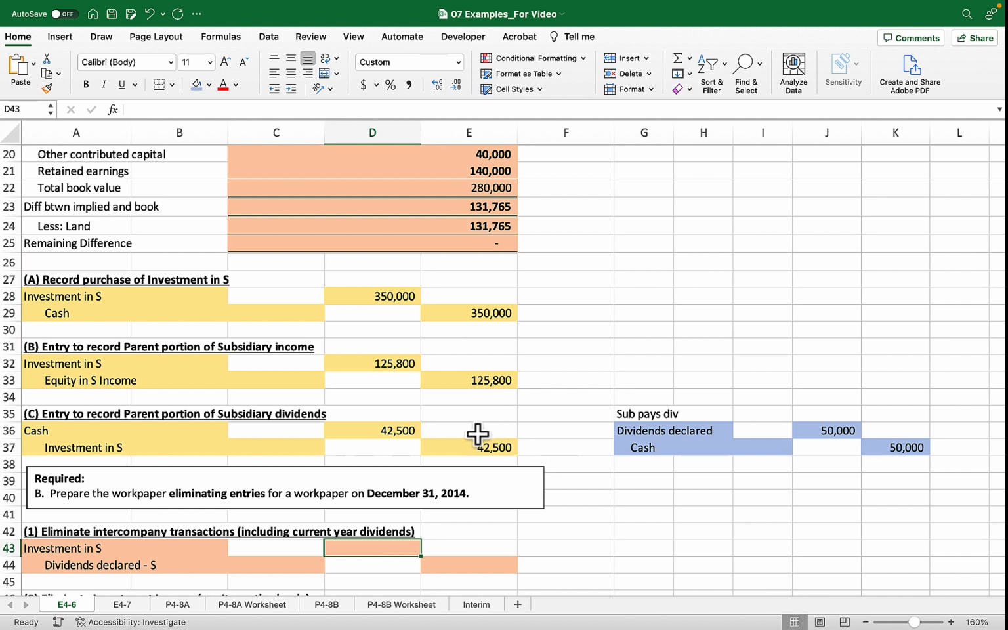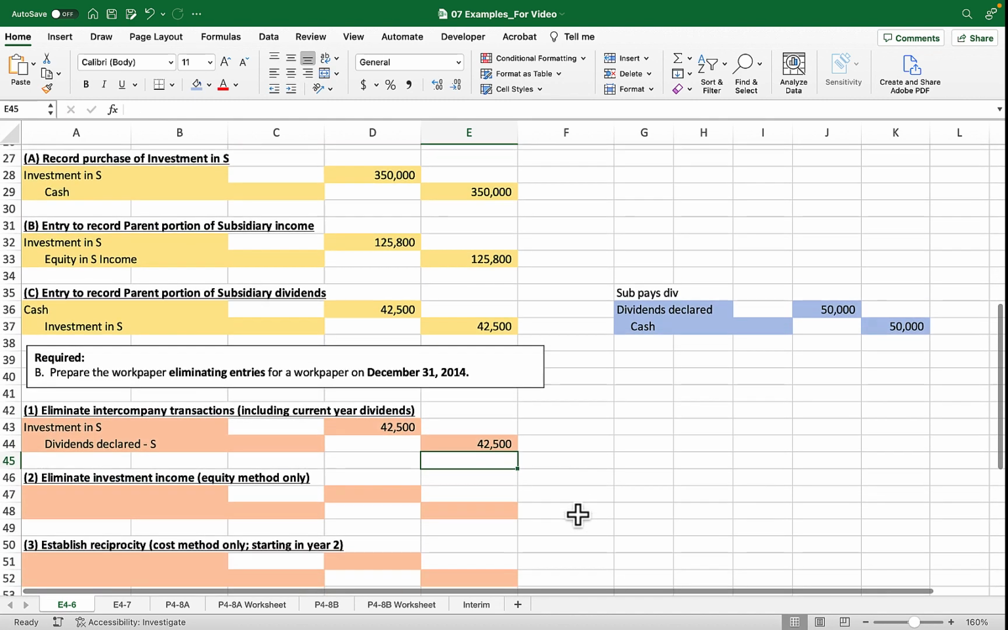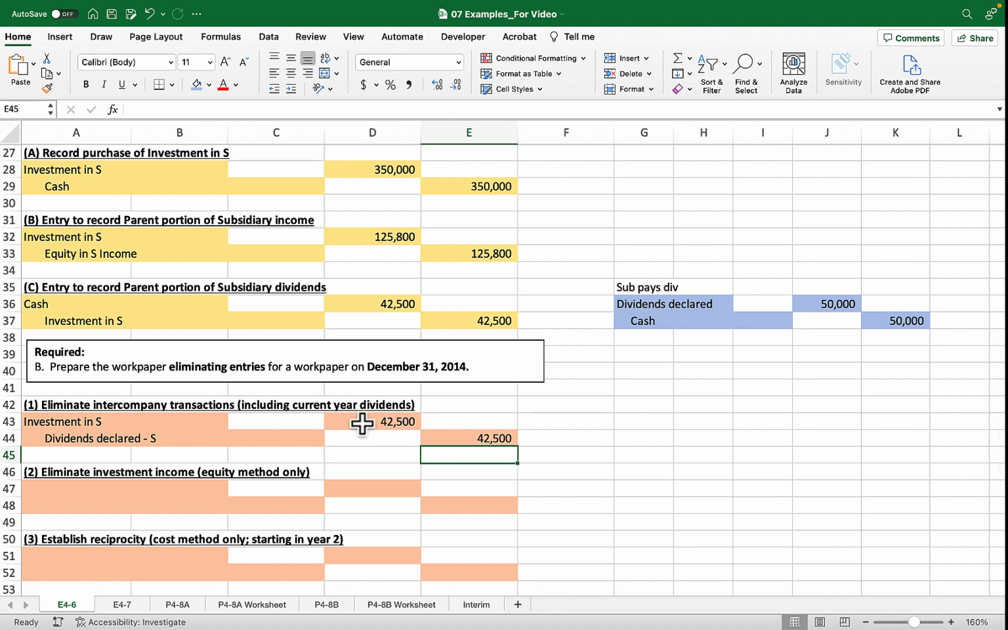Now, these amounts don't match, but that's okay. We want to get rid of all of the investment in S amount, that $42,000, because those are all intercompany dividends. Those are all dividends that were received from our subsidiary. But over here, not all of these are intercompany because some of those are going to the non-controlling shareholders. So some of those are fine. The excess above and beyond the $42,500 is totally fine. Those should be recorded as dividends. So we're going to leave that alone, and we're just going to eliminate the intercompany portion.